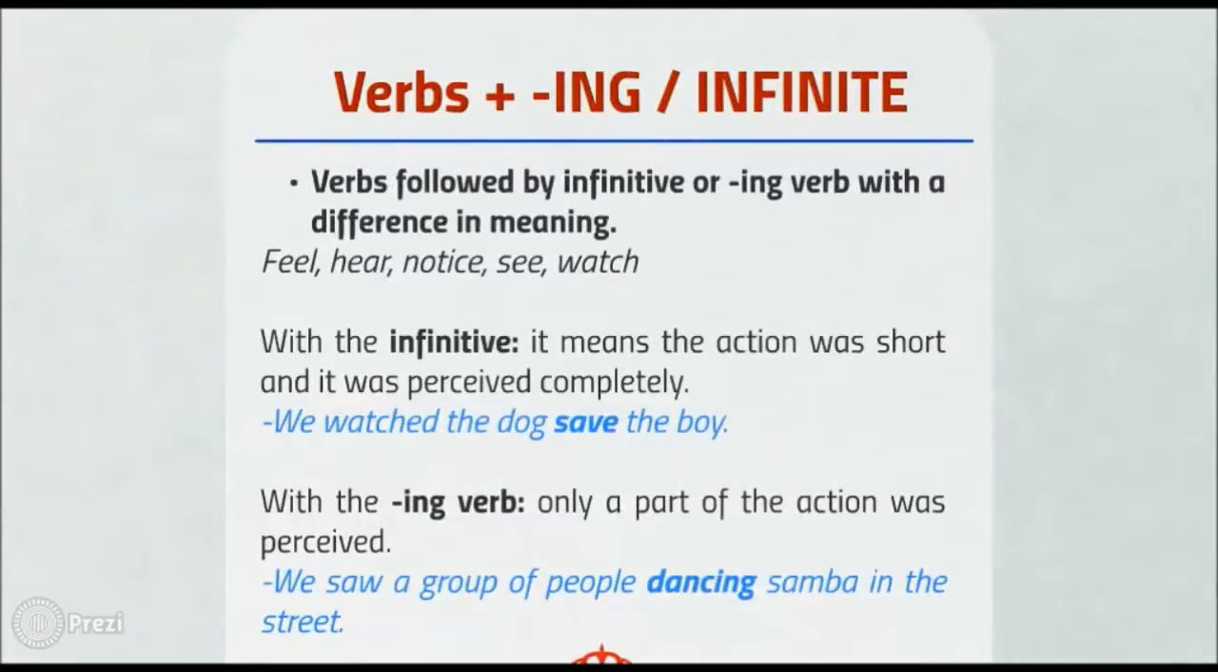Verbs followed by infinitive or -ing verb with a difference in meaning: feel, hear, notice, see, watch. With the infinitive, it means the action was short and it was perceived completely. We watched the dog save the boy. With the -ing verb, only a part of the action was perceived. We saw a group of people dancing samba in the street.